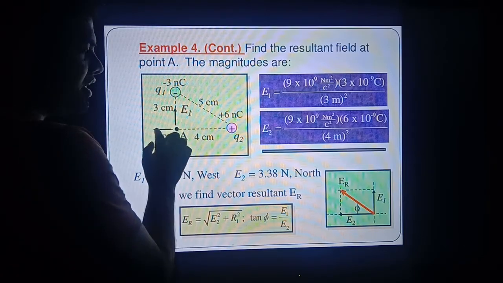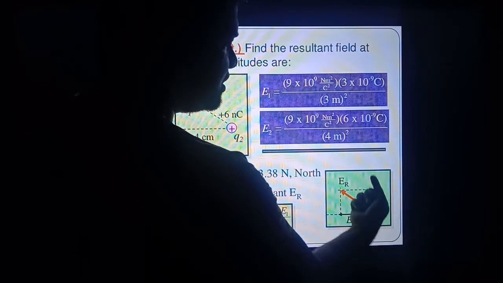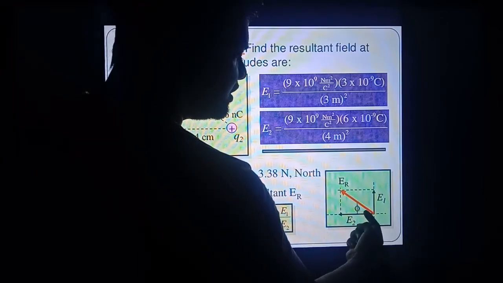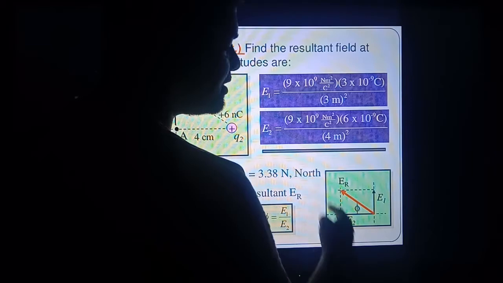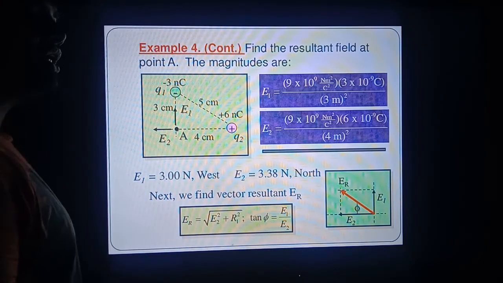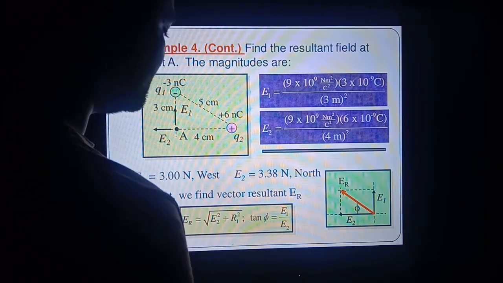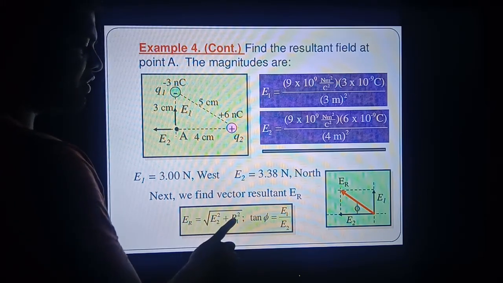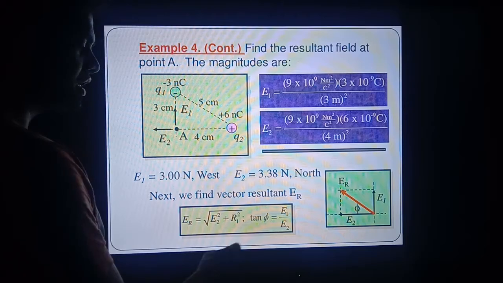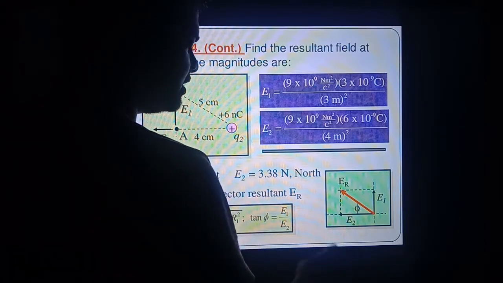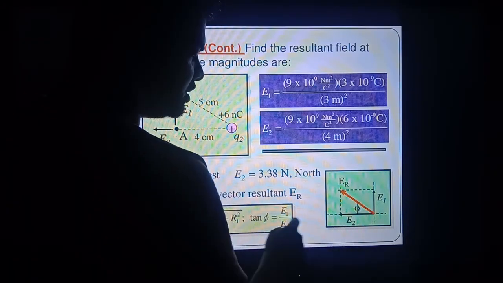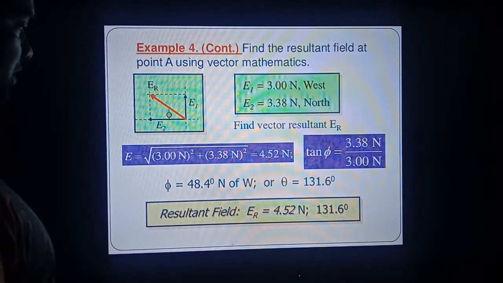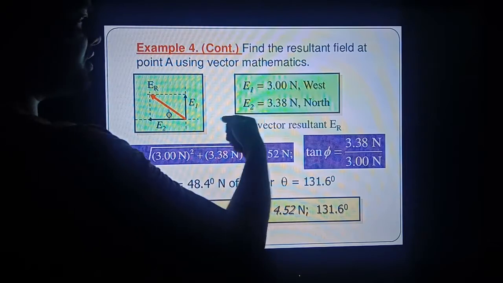Let's see, this diagram is carried to here. E1 is this, E2 is this. Because the angle between these two electric fields is 90 degrees, the resultant electric field E is equal to under root E1 square plus E2 square. And the angle, tan phi is equal to E2 upon E1. Learn this formula. Then on solving it, E1 is this, E2 is this.